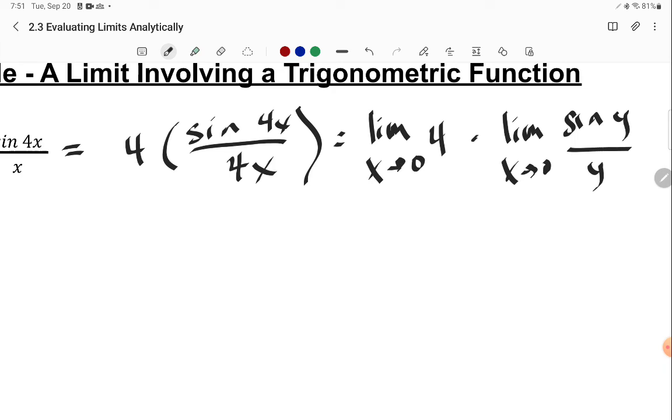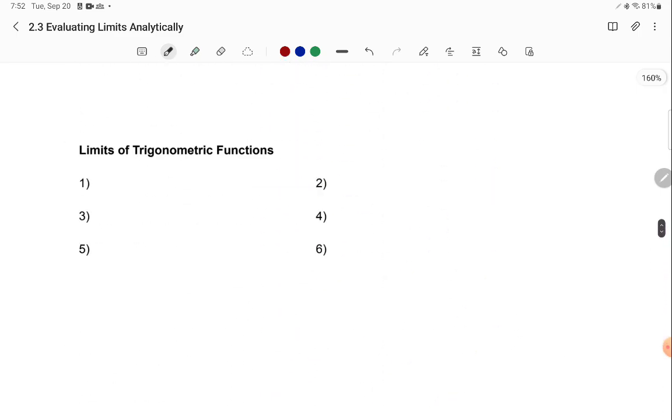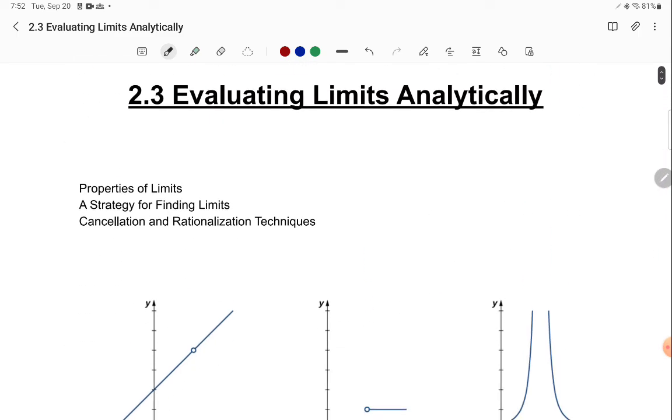So then the limit as x approaches 0 of 4, that's a constant. We learned earlier in these notes that it's just 4. The limit as x approaches 0 of sine of y over y, we learned just now, is equal to 1. And so our overall limit is just going to be 4. So manipulate them so you can rewrite them and then find those limits analytically. That is all that I have for this video. We're looking at evaluating limits analytically.